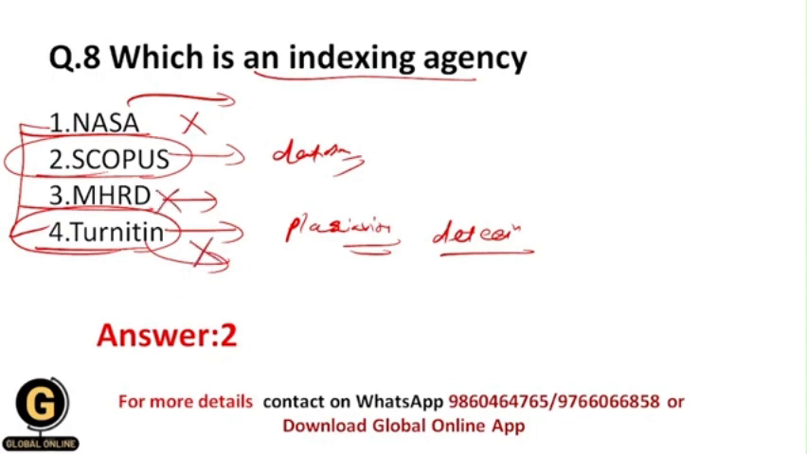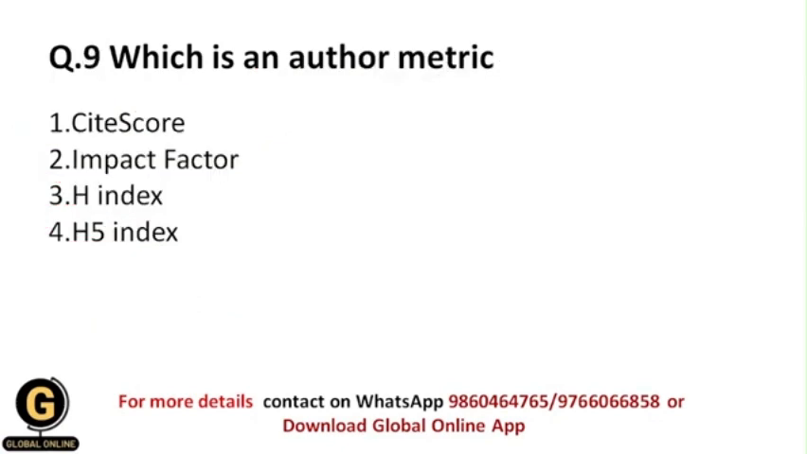Again, the MHRD option gets eliminated. So your correct answer is Scopus. So you should remember that Scopus is an indexing agency which is going to provide you a database for interdisciplinary abstracts and citations. Okay. Now next is, which is an author metric.